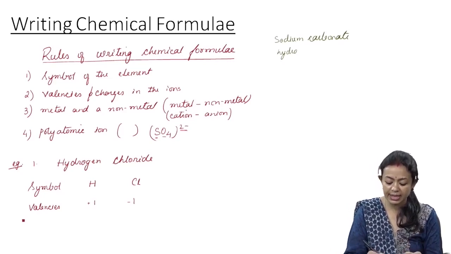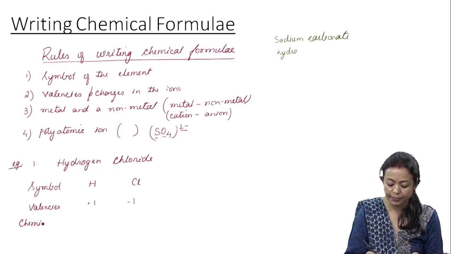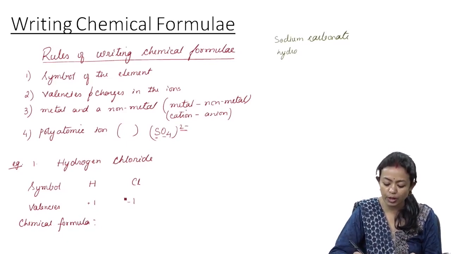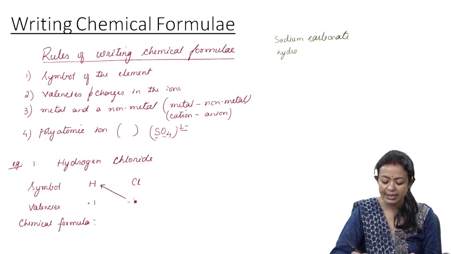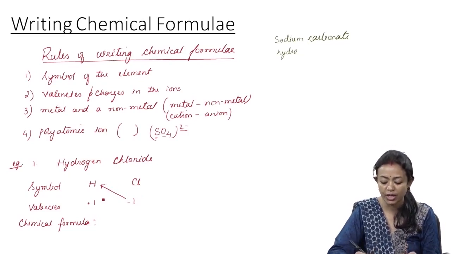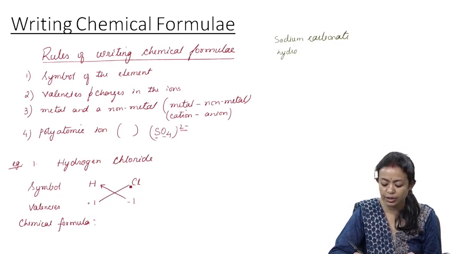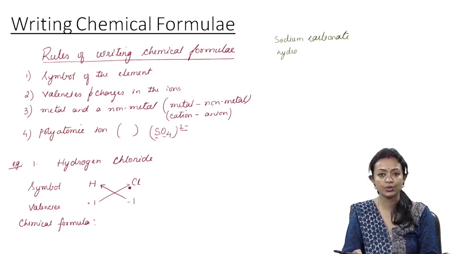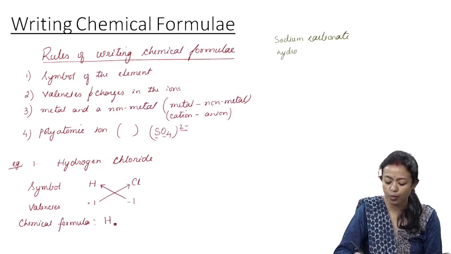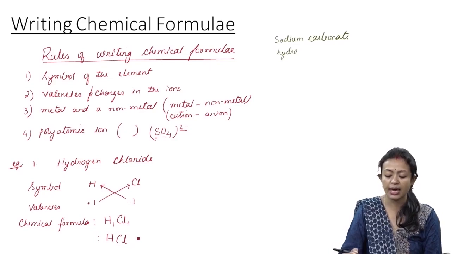While we are writing the chemical formula, we cross the valencies. That means the chlorine valency will come and get attached to hydrogen, whereas hydrogen valency will come and attach to chlorine. Thereby, hydrogen will have 1 and chlorine will have 1. That is, it is HCl.